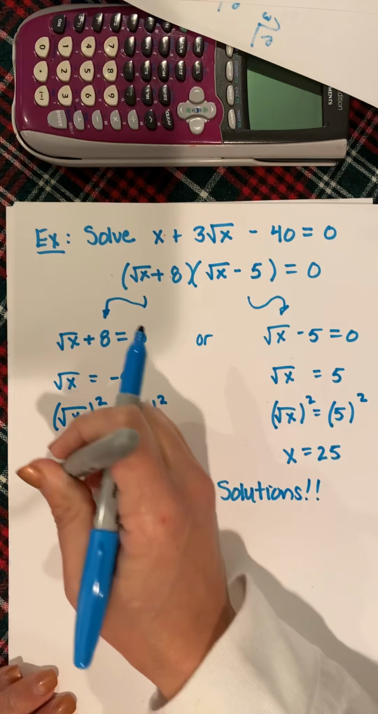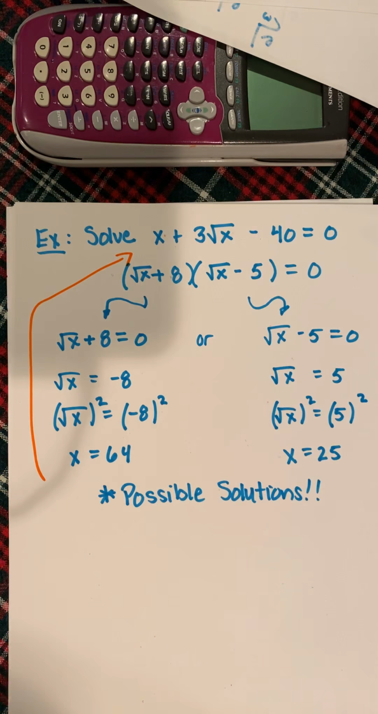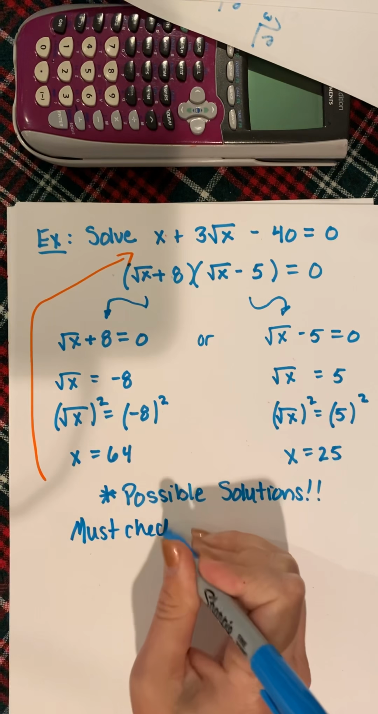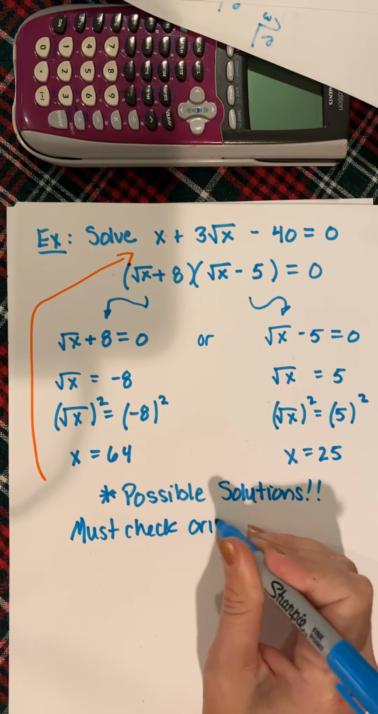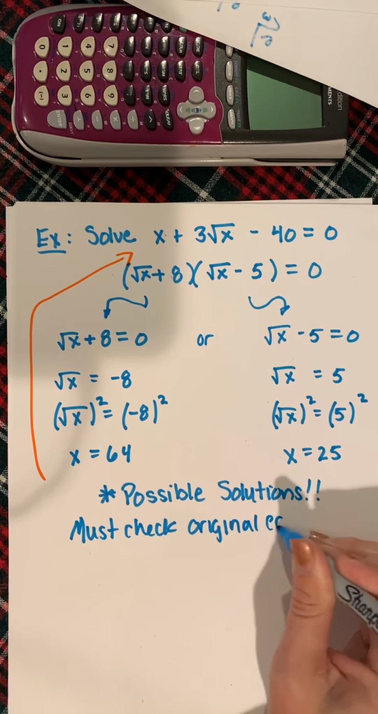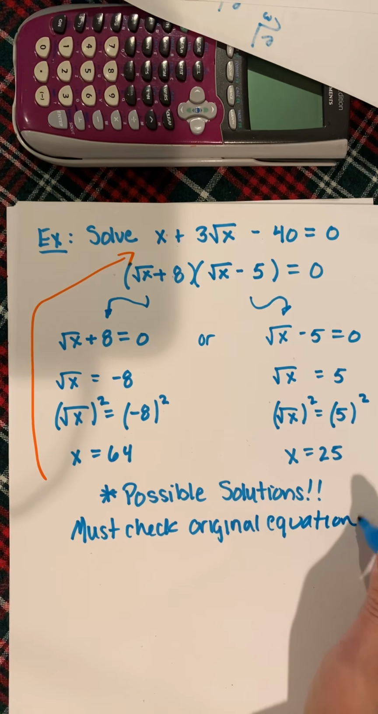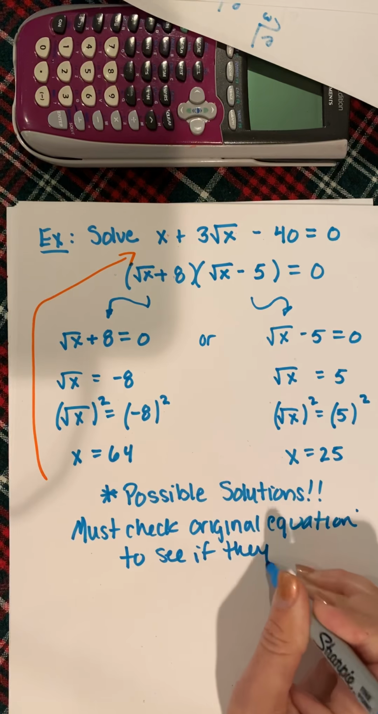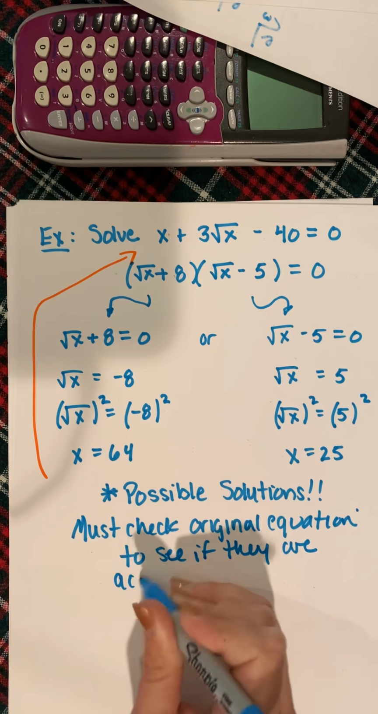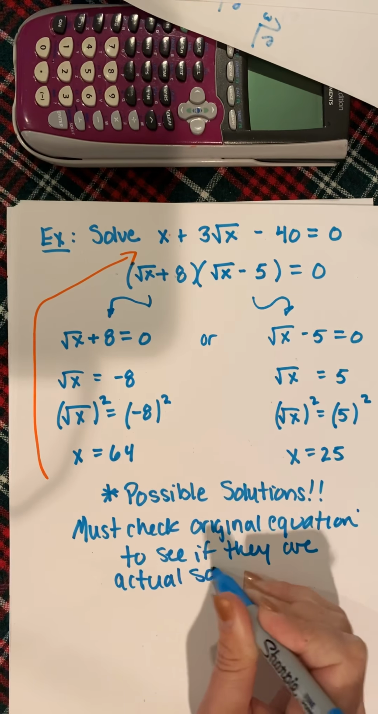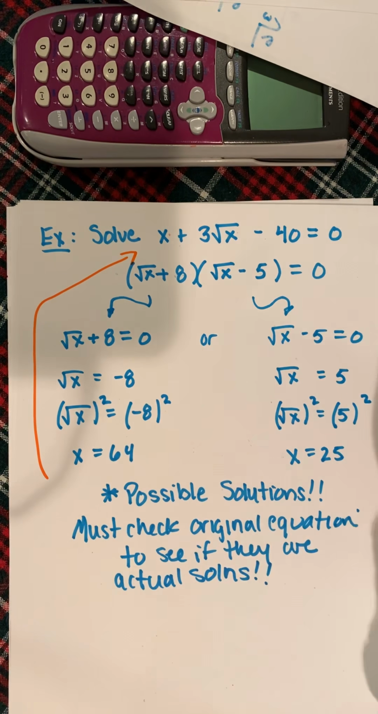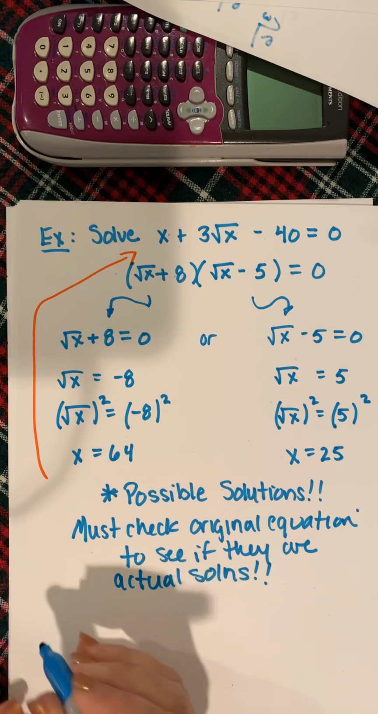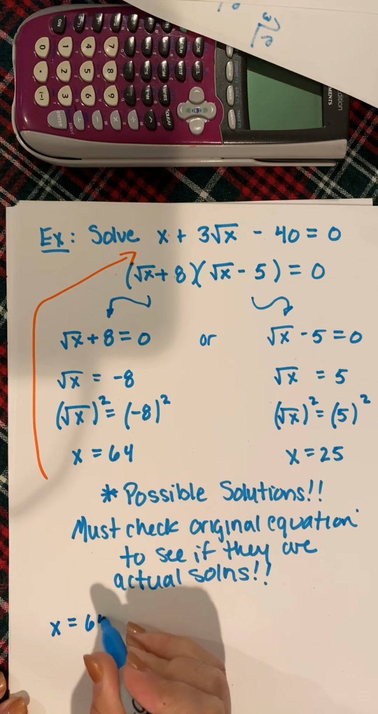Because we started with a radical equation, you must check the original equation to see if they are actual solutions. Always, whenever you start with an equation that involves a radical, you have to check the original. So let's go to x equals 64.